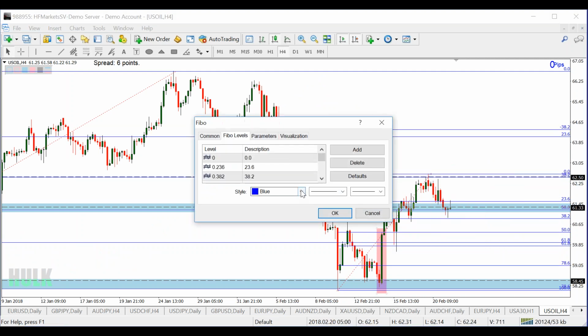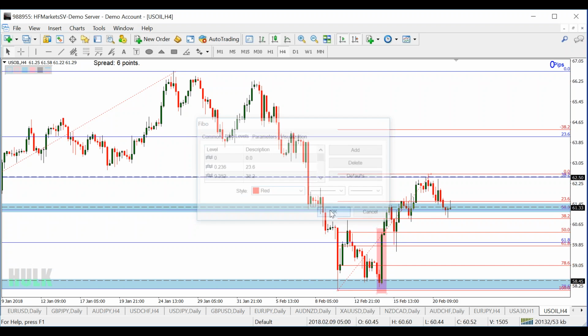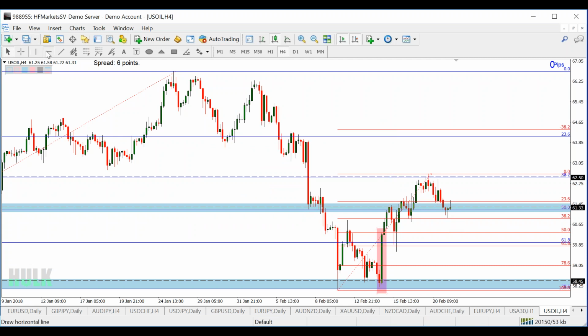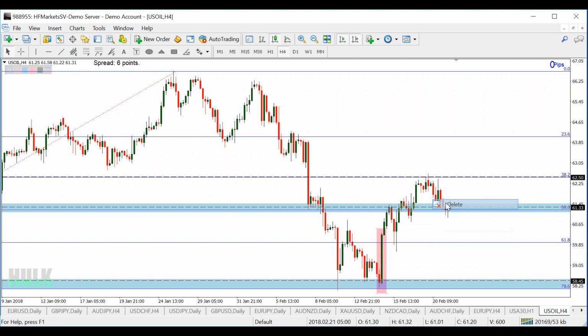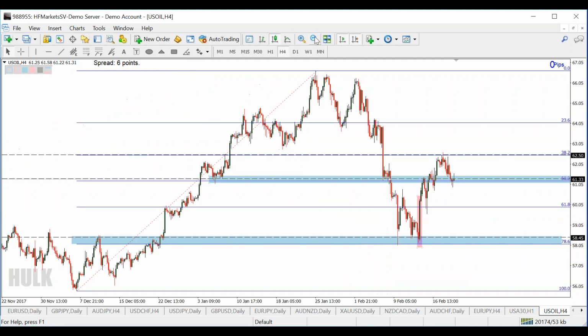okay, I change the color. You can see where it retraces. Here also a support area. Support here. But this is quite complex, involving 2 or more Fibonacci. If you make it simple, you can see this is support.